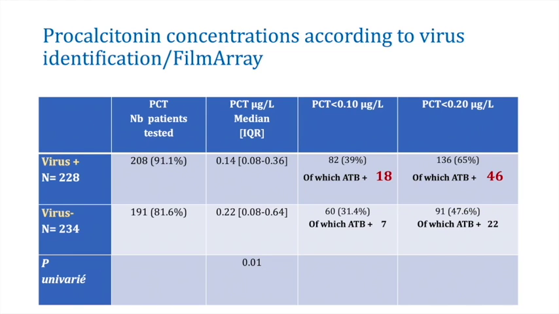What is interesting is that in patients with a virus identified, confirmed by the FilmArray, and with a negative PCT measurement, 18 patients received antibiotics, and it was much higher if we take the threshold of 0.2 for PCT. In this group, 46 patients received antibiotics despite a negative PCT measurement below the threshold of 0.2, and despite a virus identification by the FilmArray.